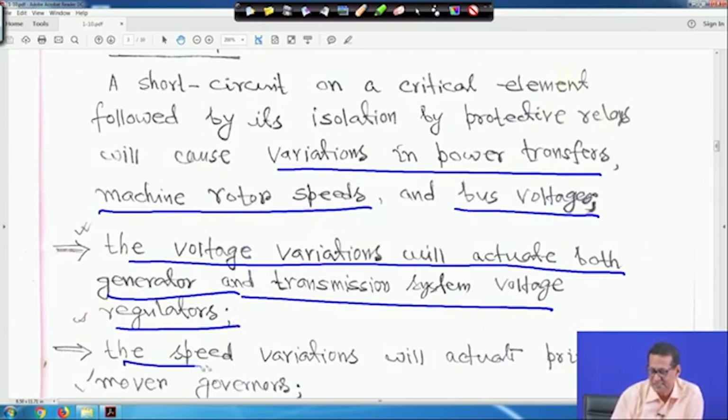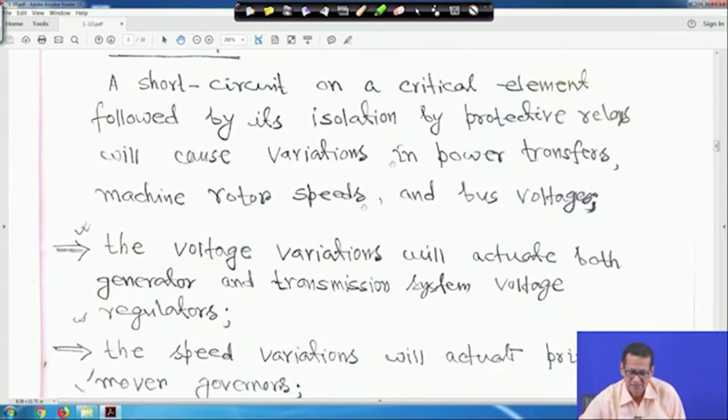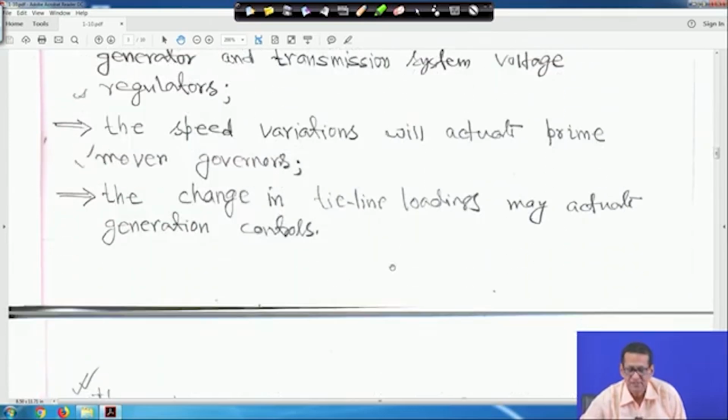And the speed variations will actuate the prime mover governors. Prime mover means, for example, for a thermal power plant, it is the turbine, because turbine and generators are coupled together, right? Therefore the speed variation will actuate prime mover governors, and the change in tie line loadings may actuate generation controls, because when you study automatic generation control in a deregulated environment, we will see that two power systems are interconnected by tie lines. A tie line is a three-phase transmission line, right? So all these things will be affected, right?